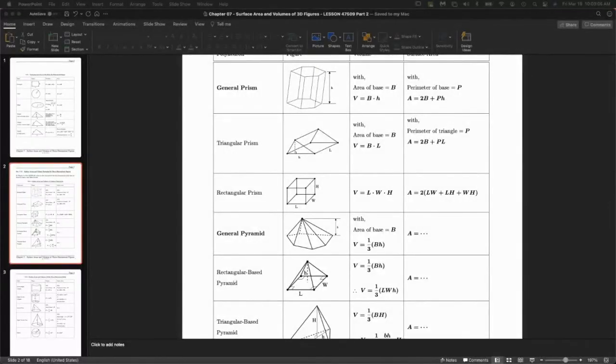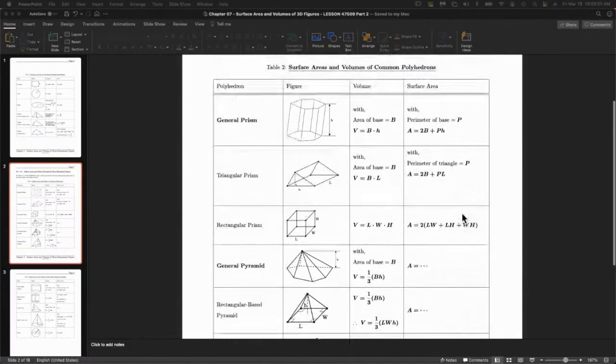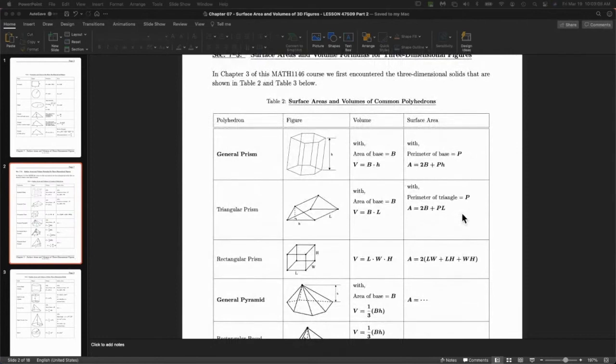Now we're moving on to three-dimensional shapes. So we'll be looking at measurement in terms of surface area and volume. What you'll see is that I've divided up the information into two separate tables. In this table, what I have is polyhedrons. We talked about polyhedrons in the past.